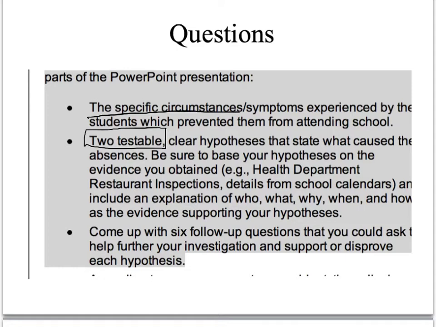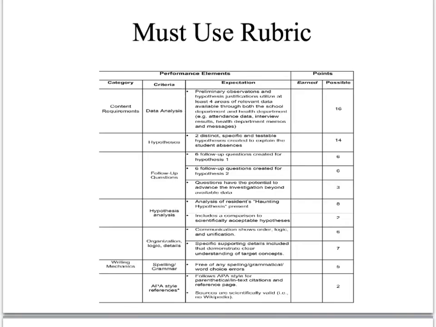Then for each hypothesis, you have to write 6 follow-up research questions for a total of 12 questions. That is very important. Now this is showing you the entire rubric. This is what is used to figure out your grade. It's in the announcements for Unit 2. It is also in the syllabus. And this is exactly how I measure what you need.